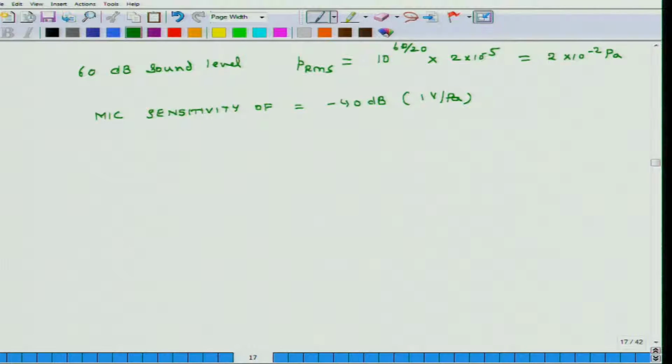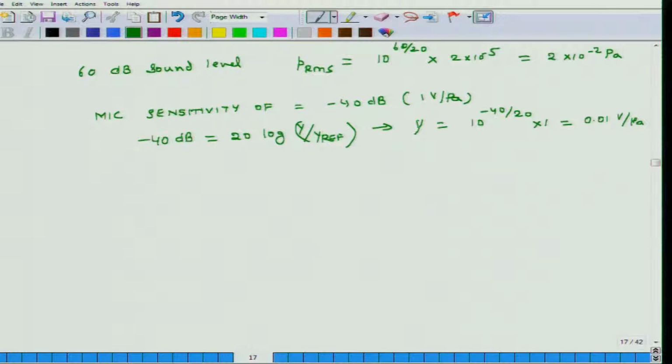This means minus 40 dB equals 20 log y divided by y ref, and from this I calculate y equals 10 to the power of minus 40 divided by 20 times 1, and that gives me 0.01 volts per Pascal. So each Pascal I generate, it will just give me 0.01 volts. Now I have to sense how much?